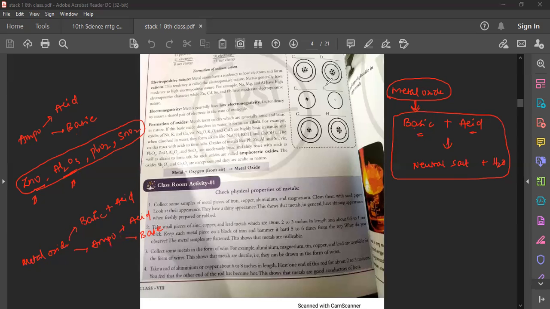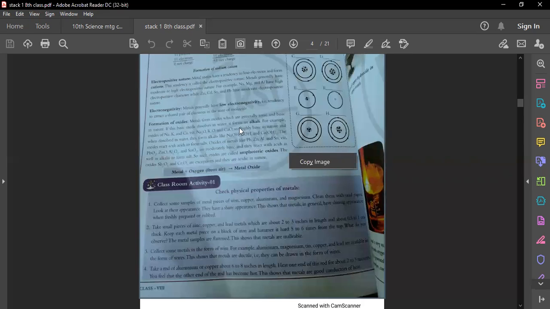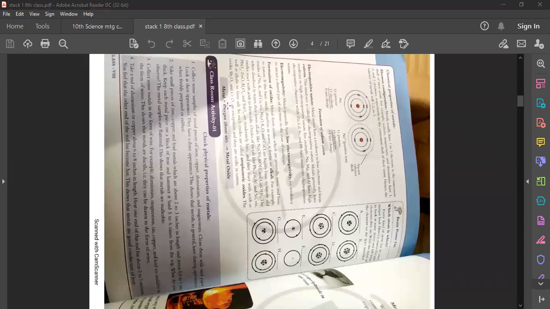Okay, can I erase the part whatever I have written here? Yes, sir. One minute. So that is all about the formation of oxides.